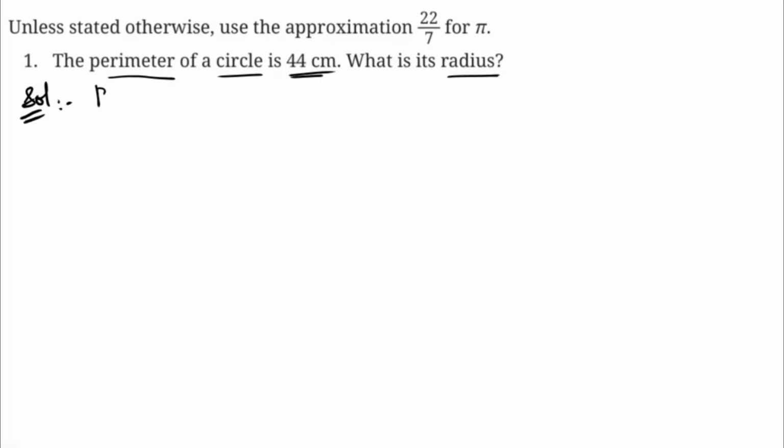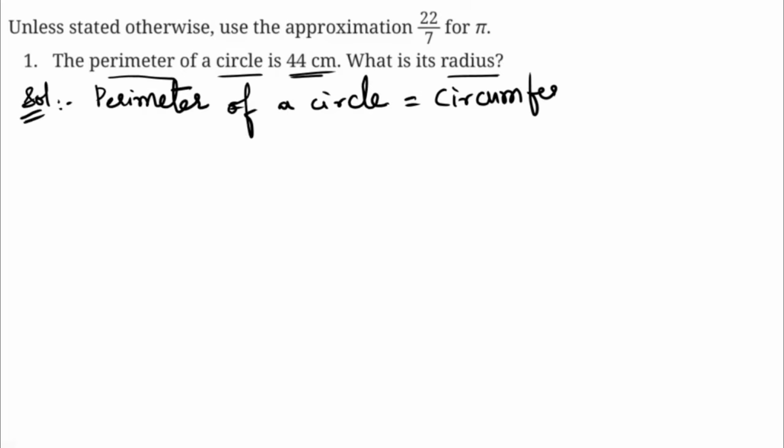So let us write down perimeter of a circle is circumference, and which is equals to 44 centimeter. It is already given. Okay, so circumference formula we know that.